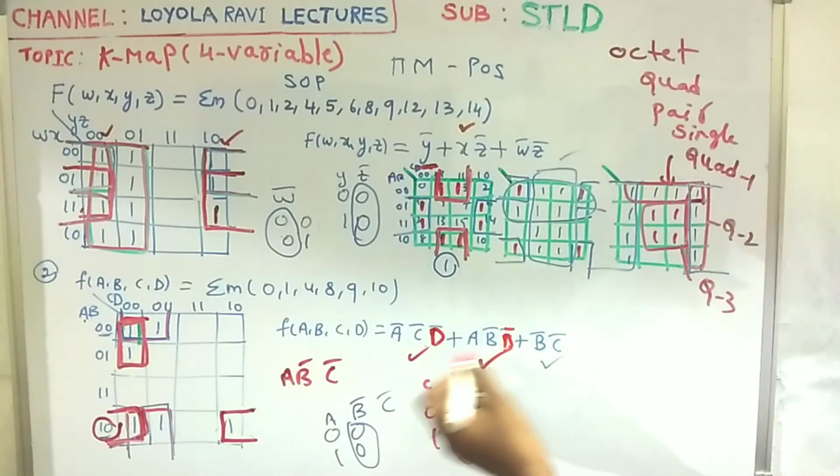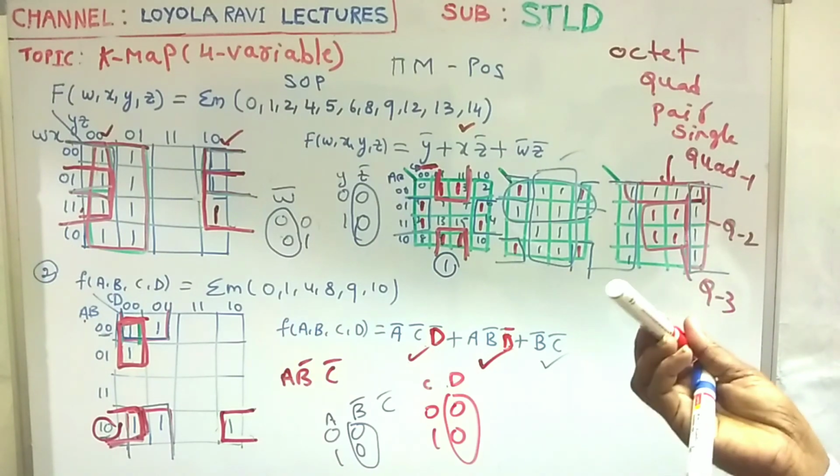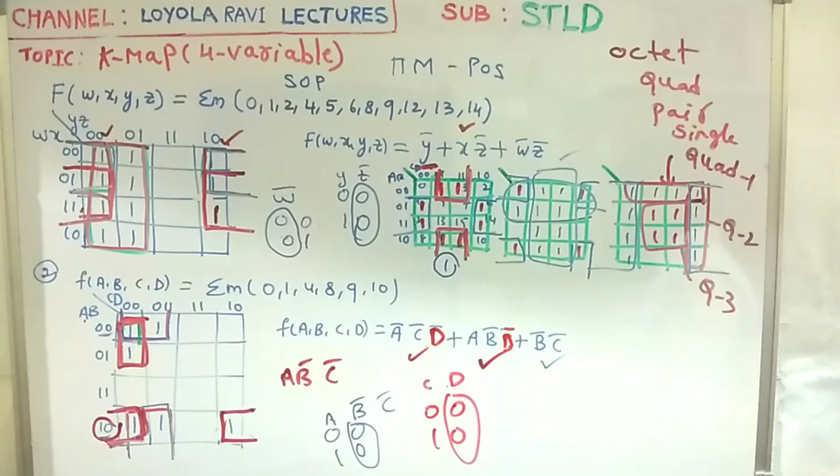Okay, this is another simplification for the second example. Like this we have to practice more examples, then you will be able to simplify any type of example very easily. Then in the next class we will go for simplification with the don't care cases. That is also another interesting topic. Then you can perform all the expressions in any variables. Thank you.